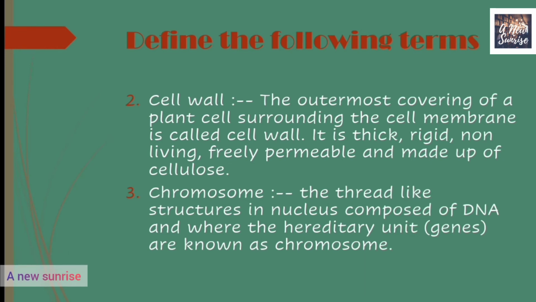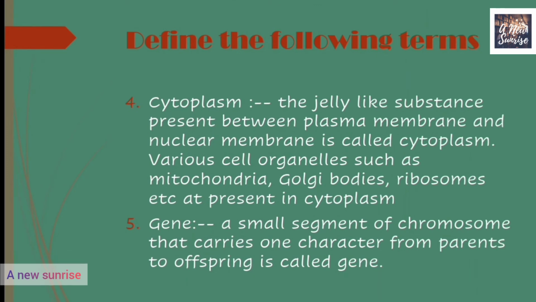Now let us go towards our fourth term, that is cytoplasm. The jelly-like substance present between the plasma membrane and nuclear membrane is called the cytoplasm.